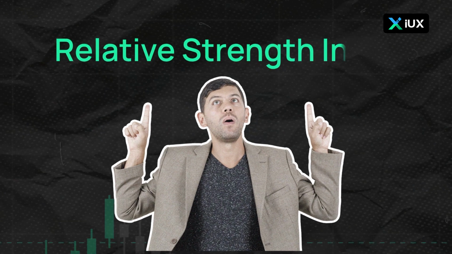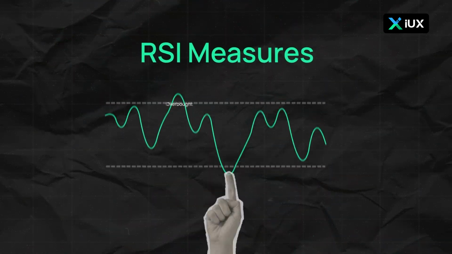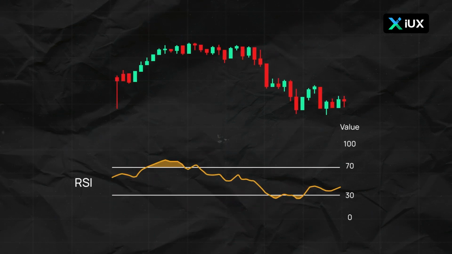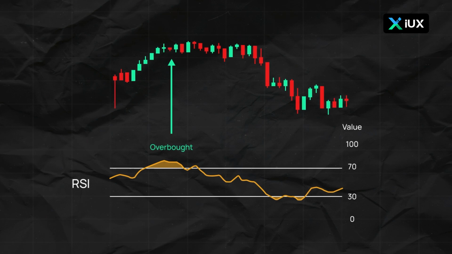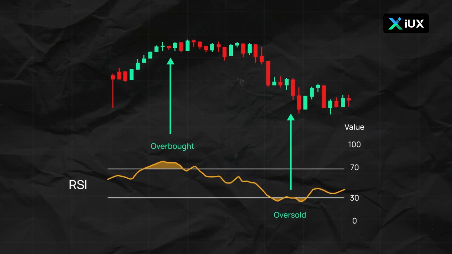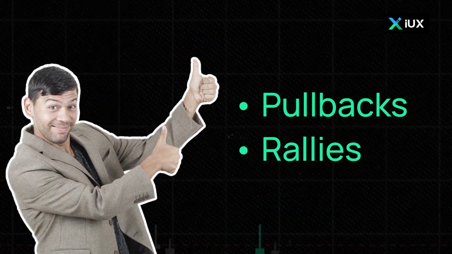The Relative Strength Index, or RSI, measures recent price movements to show if an asset is overbought or oversold. It's plotted on a scale from 0 to 100. When RSI is above 70, it means the asset is likely overbought. When RSI is below 30, it may be oversold. RSI helps you spot potential reversals, especially during pullbacks or rallies.